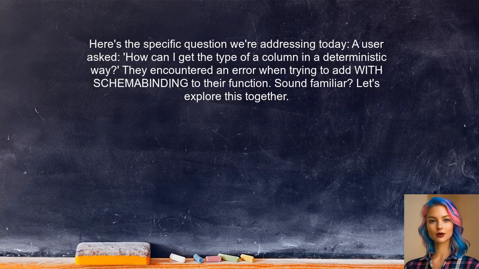Here's the specific question we're addressing today. A user asked how to get the type of a column in a deterministic way without referencing system objects. They mentioned running into an error when trying to add the with schema binding clause to their function. Sound familiar? Let's explore this together.